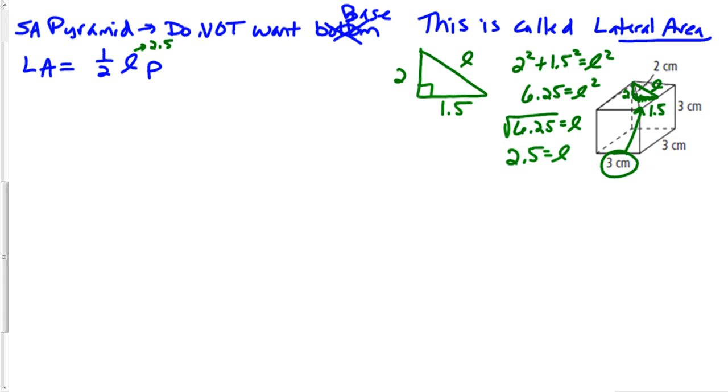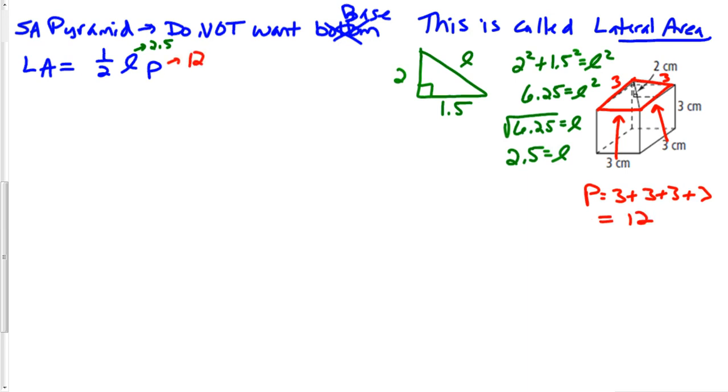Next thing that I need is P, which is the perimeter of the base of the pyramid. I'm going to erase what I have on my prism, my solid. Now what I want is the perimeter. This segment is 3, this segment is 3, this segment is 3, and this segment is 3. So the perimeter should be 3 plus 3 plus 3 plus 3, or 4 3's, which should be 12. So I know that my P is 12.